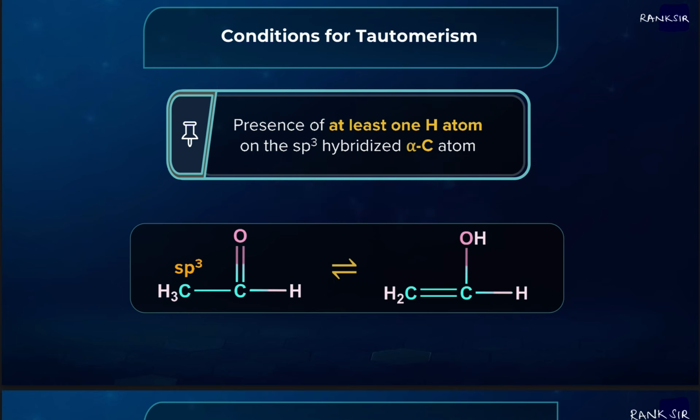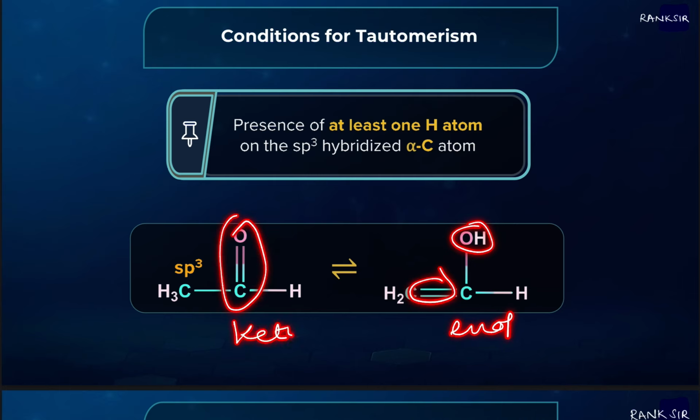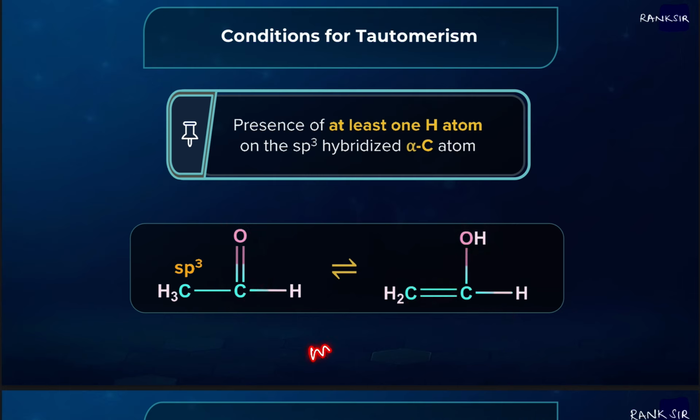Now consider this is 1, this is 2, this is 3, the sp3 carbon. Compulsorily, hydrogen should be bonded to an sp3 carbon, not to an sp2 or sp carbon. That is one of the important things. So this hydrogen comes to here, then a double bond forms, and this is OH. This is called enol; this is aldehyde, but it is simply called the keto form. Here the keto is major and the enol is called minor.